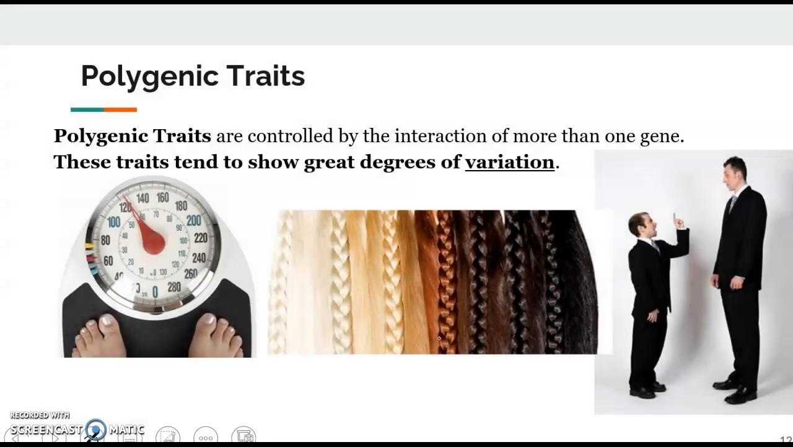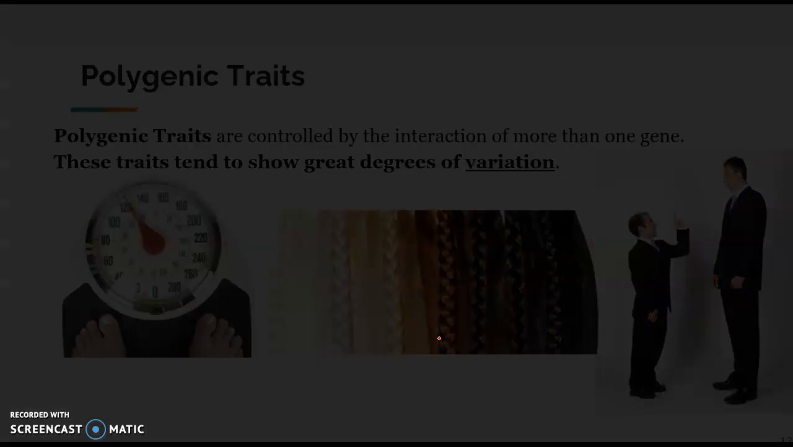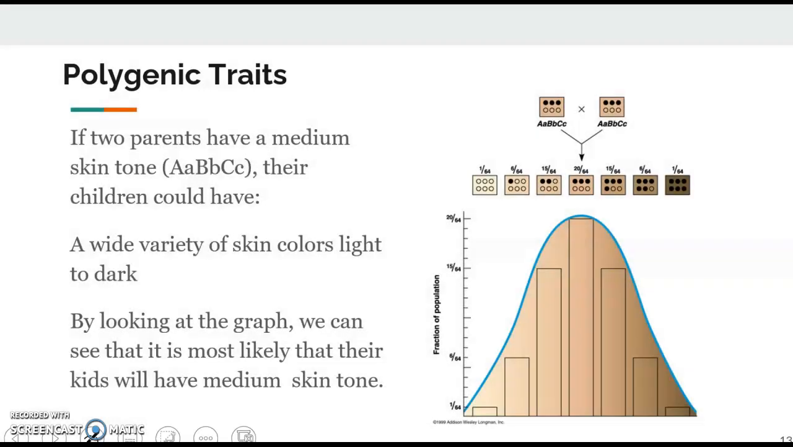So polygenic traits are traits that are controlled by the interaction of more than one gene. Again, these genes tend to show great variation, like skin color, hair color, weight, height. Any kind of trait that you see shown on that sort of spectrum is probably a polygenic trait. And here's what that looks like. We can go even darker, we can go even lighter.